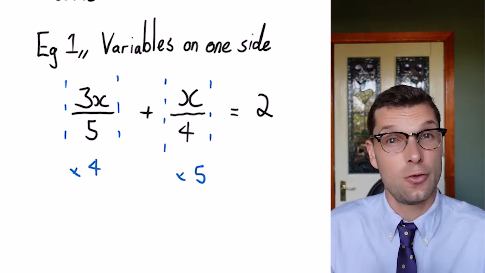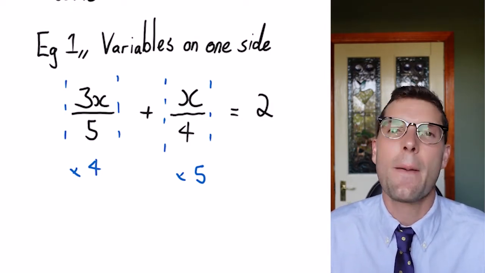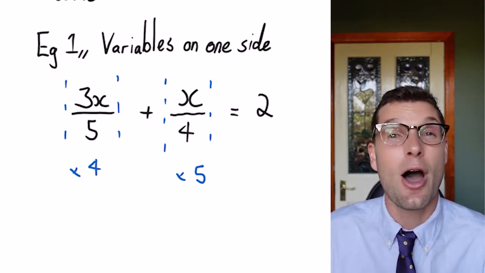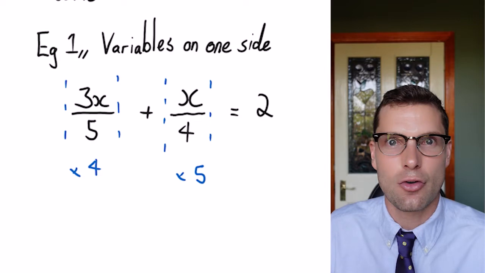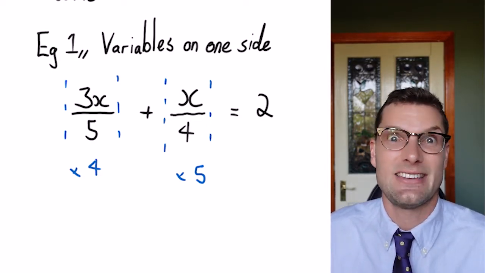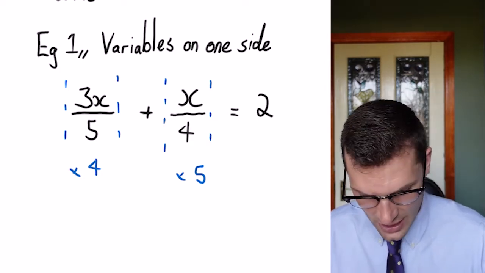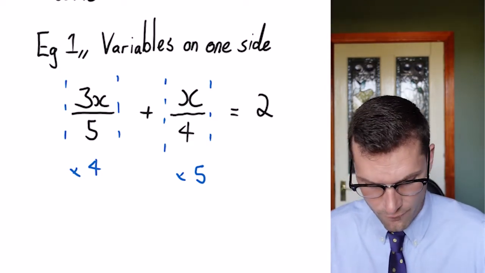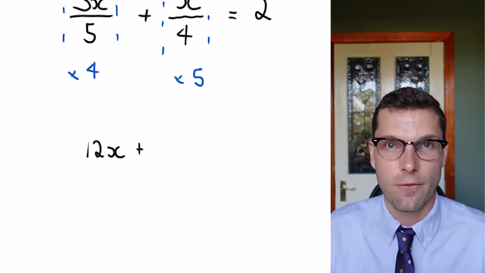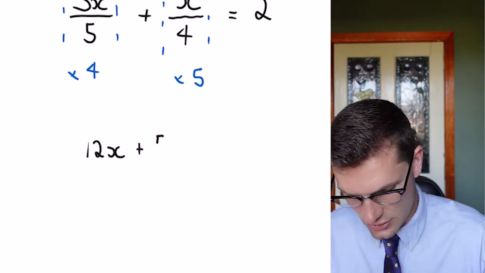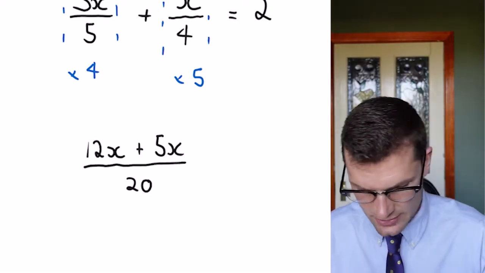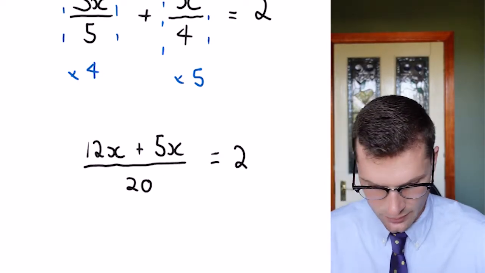Instead of writing out the two fractions again next to each other, because I know I can plus them together and keep the denominator the same, I'm going to put it into one fraction straight away. If you're not okay with that, you can write it out twice. It might just take you a little bit more space on your paper. So this is going to become 4 times 3x is 12x plus 5 times x is 5x, all over 20. I haven't touched the other side yet, so I'm going to leave that as 2.